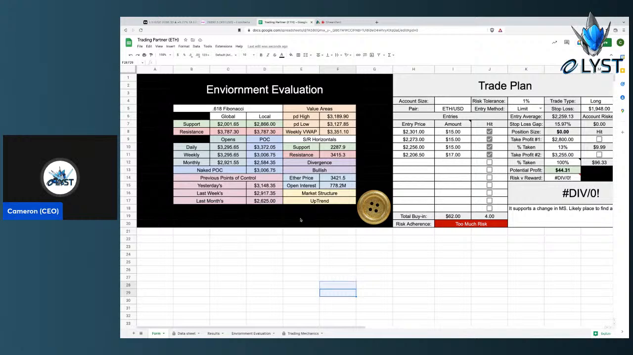Okay, so what we want to do is go through these levels and update them. So together, we're going to update these levels. Let me just clear it out.